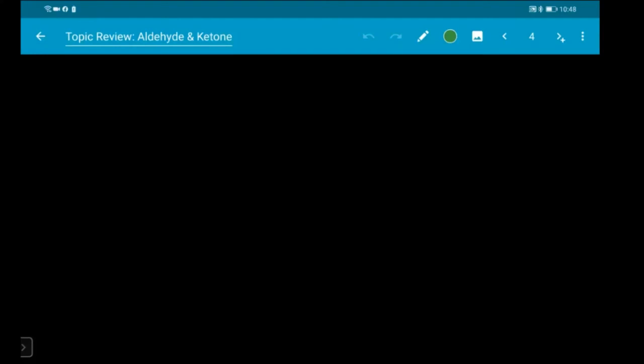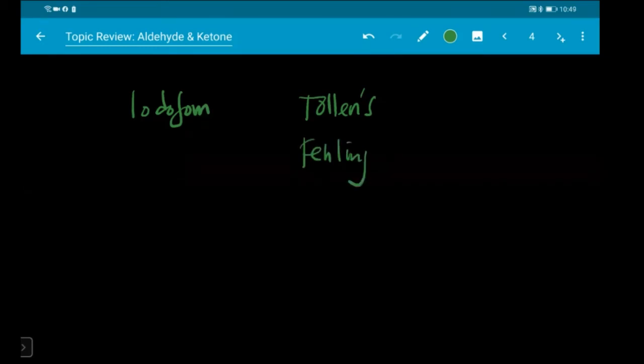Okay, as I mentioned just now, carbonyl group ni banyak betul dia punya visual test. Just now we already talked about iodoform and also tolerance. Right? Selain pada iodoform dan tolerance, kita ada juga Fehling, kita ada Brady's. Brady's test ni sebenarnya adalah menggunakan 2,4-DNPH.